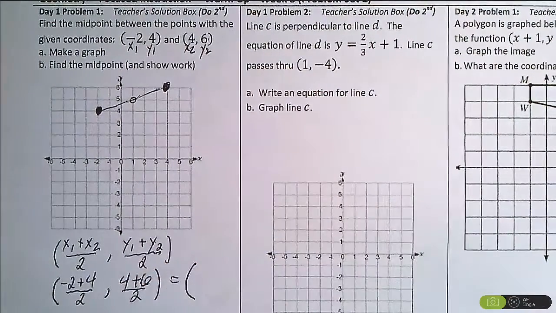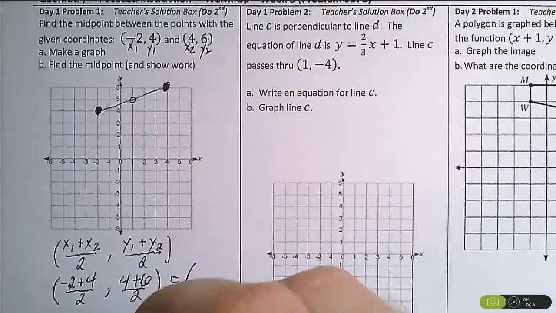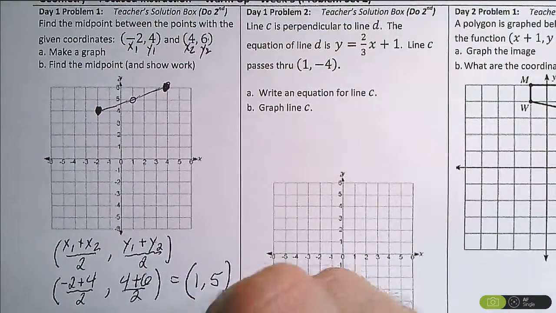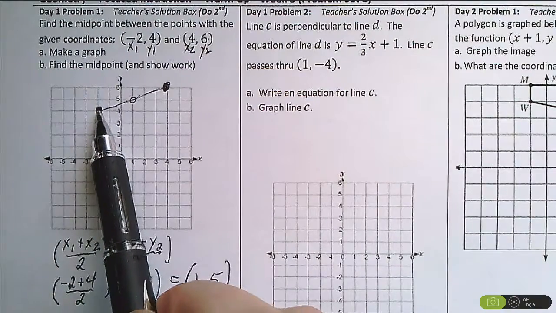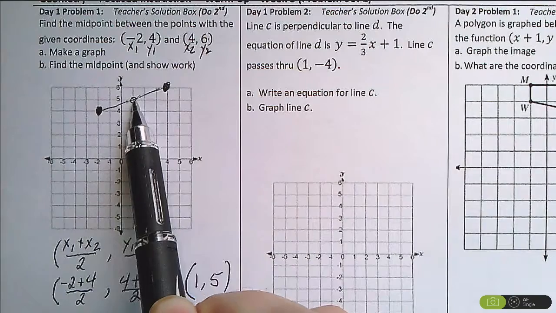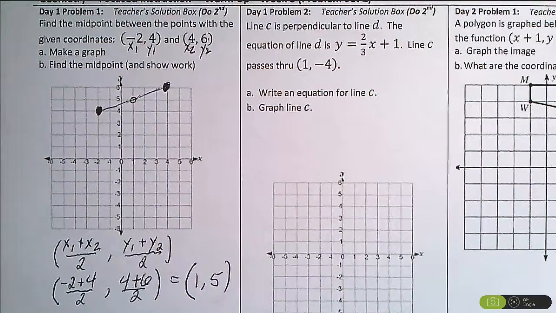The final result turns out to be negative 2 plus 4 is 2, and 2 divided by 2 is 1, comma, 4 plus 6 is 10, and 10 divided by 2 is 5. The midpoint between this dot and this dot is at 1 comma 5, and that's what we thought it was visually.